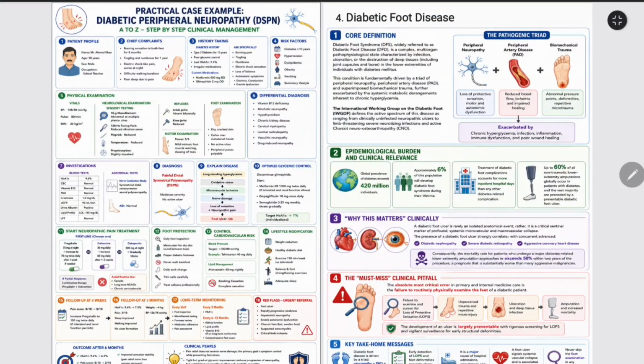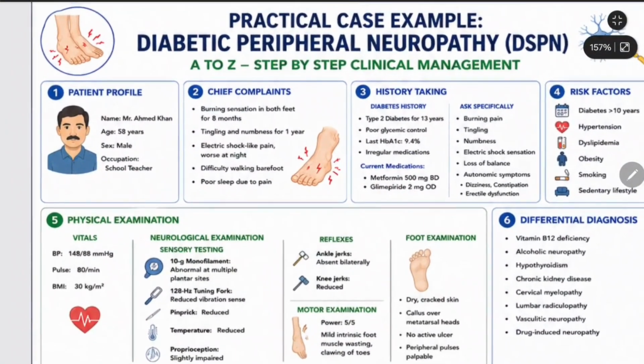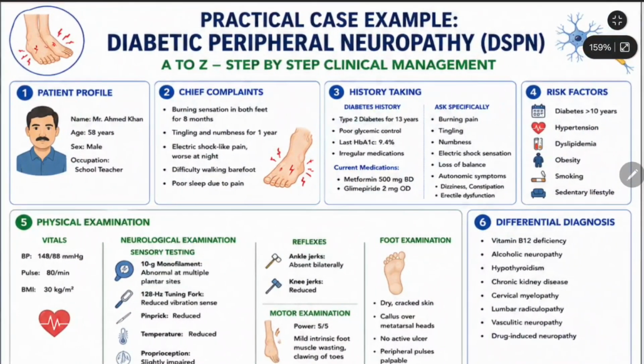So this is an example practical case scenario of a diabetes DSPN patient. Here is a patient named Mr. Ahmad Khan, age 50 years, male, a school teacher. Burning sensation in both feet for 8 months, tingling and numbness for 1 year, electric shock like pain worse at night, difficulty walking barefoot, poor sleep due to the pain. Diabetes history: type 2 diabetes for 13 years, poor glycemic control, last HbA1c 9.4%, irregular medications, metformin and glimepiride.